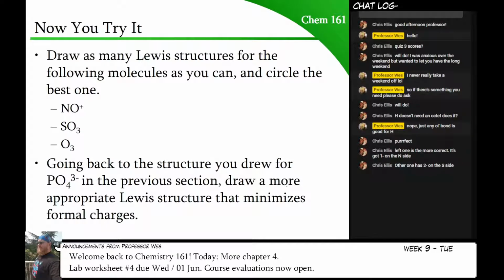All right. So here are a bunch of structures that you've drawn already. So you can flip back to your notes to find NO+, SO3, O3. And what I want you to try and do is draw any additional alternative structures that you can. Now, you'll notice for NO, you can't, because you can't violate the octet rule, right? But for SO3, you can. O3, I just wanted to throw ozone on there because it's a segue to the next topic.